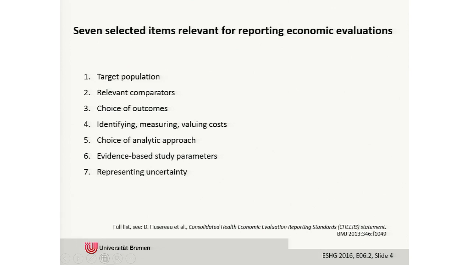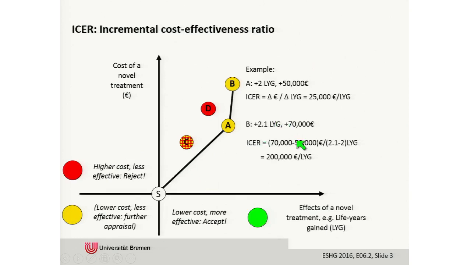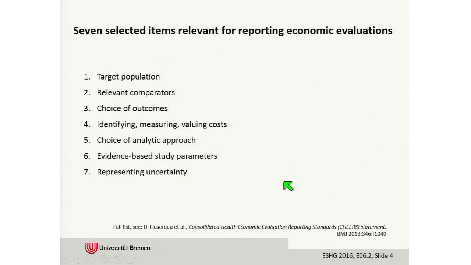So first, describe the target population properly, and second, have the relevant comparators in the study. As we saw on the previous slide, we had here those 70,000 divided by 2.1, which is roughly 33,000 euros per life year gained. Including comparator A turned the cost-effectiveness of comparator B from 32,000 to 200,000 euros per life year gained. So it's important to have all the relevant comparators inside.